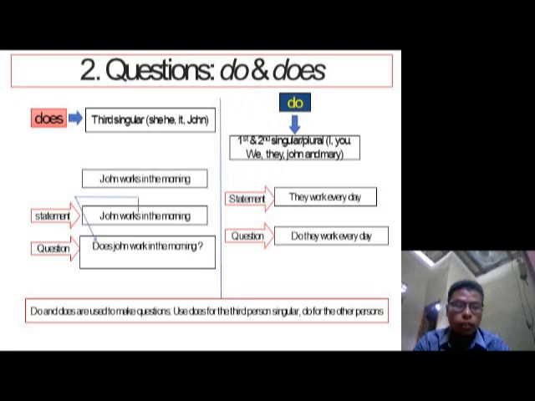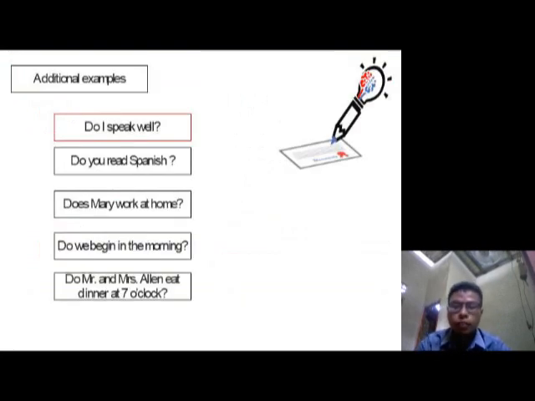And now let's practice some additional examples using question do and does. First one is, do I speak well? Yeah. Do you read Spanish? And then, does Mary work at home? Do we begin in the morning? Yeah. Do Mr. and Mrs. Allen eat dinner at 7 o'clock? And so on.